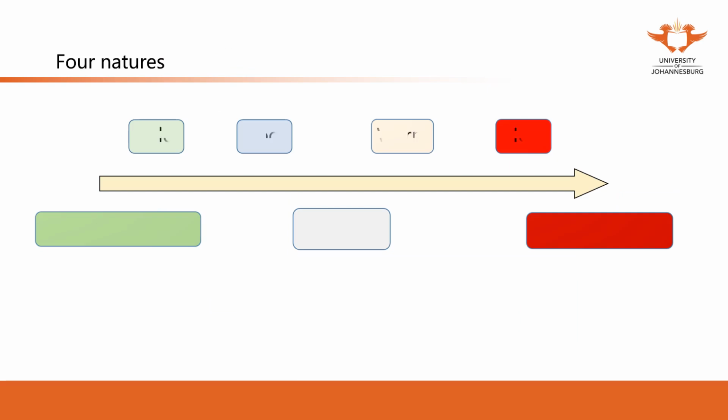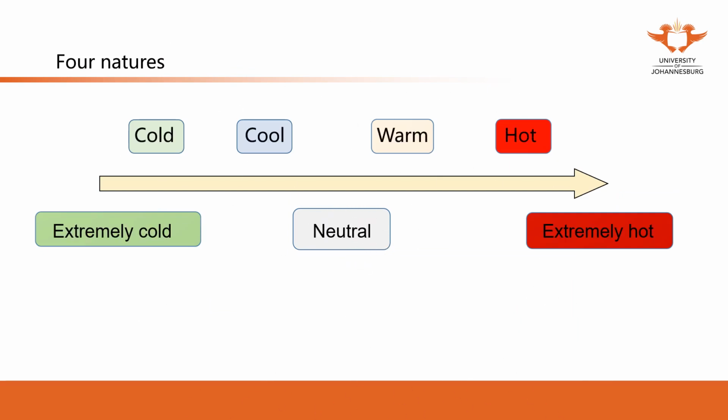As you can see, the four natures actually develop from one root: cold, cool, warm, hot. The kind of temperature is not actually accurate. It's not a temperature, but the property of the herbs, developing from the cold end to the hot. And beyond the cold, there's also extremely cold, that's even colder than cold, or extremely hot, that's hotter than hot. So those are the different characteristics of the herbs.